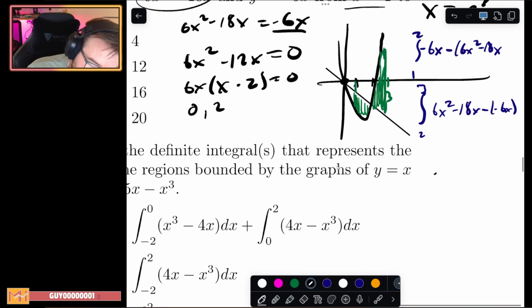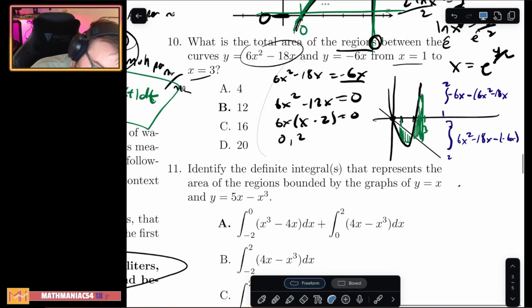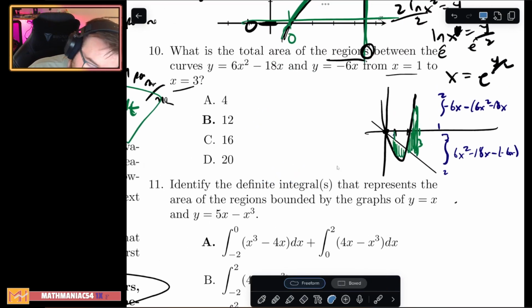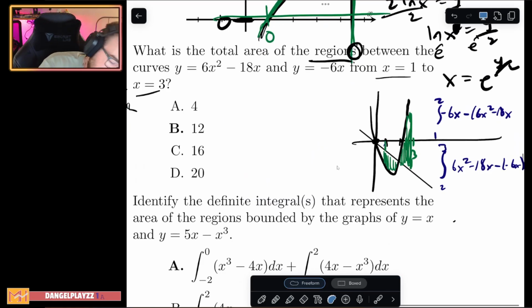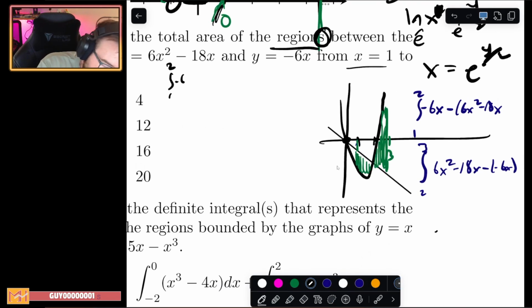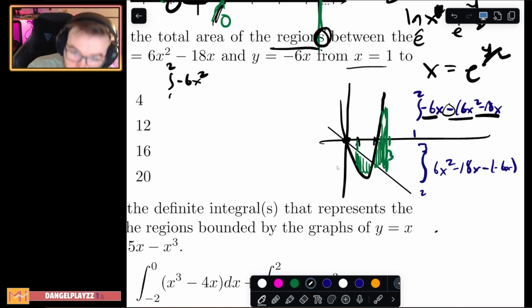All right, so this is where it's not fun. And I'm already running out of room, which is why I said the backside's completely blank. So if I focus in on that first integral from 1 to 2, you ready? Lock in here. Negative 6x. Let me just distribute the negative first. So that's going to be a negative 6x squared, and then negative 6x minus negative 18x, that's plus 12x.